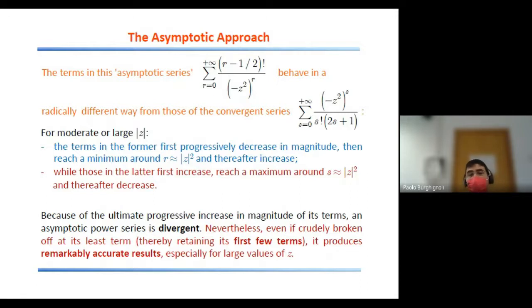However, even if it is divergent, we will never use it trying to sum its terms, but rather we will use just, for example, the first few terms, because if you stop the asymptotic series at those few terms, what you obtain is a very accurate representation of the error function, especially for very large values of z in absolute value. So basically, the use of an asymptotic series is to truncate it and then use the truncated series as a good representation of the function you are trying to evaluate.